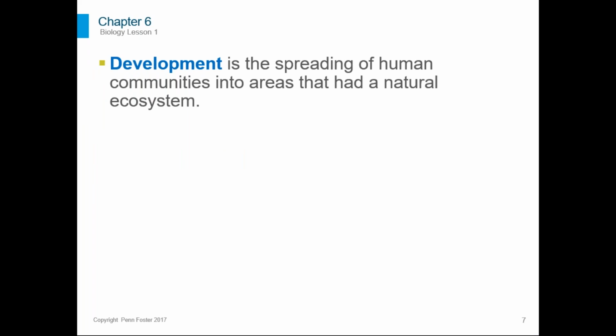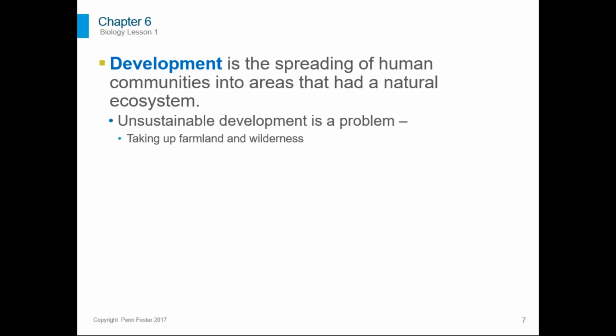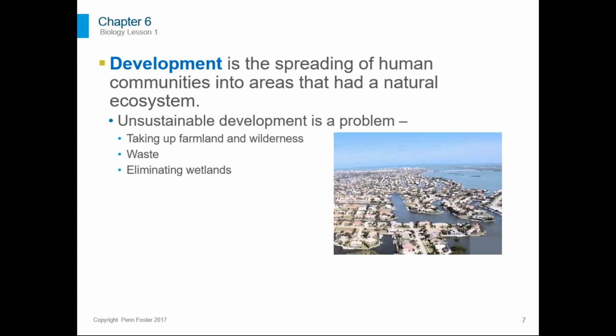Development is the spreading of human communities into areas that had a natural ecosystem before. And unsustainable development is a problem. The spread of cities takes up farmland. The dense amount of people create a lot of waste that's really hard to deal with. And we're taking up land that was once wilderness, and that leaves no habitat left for other species.